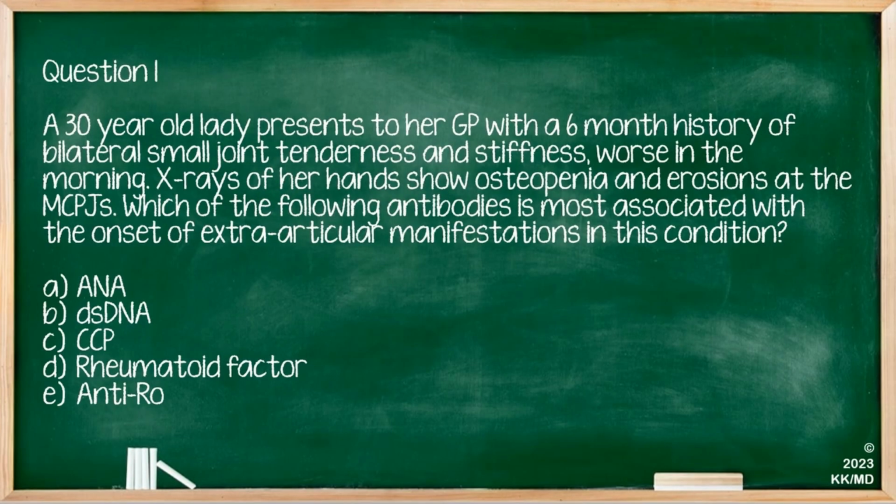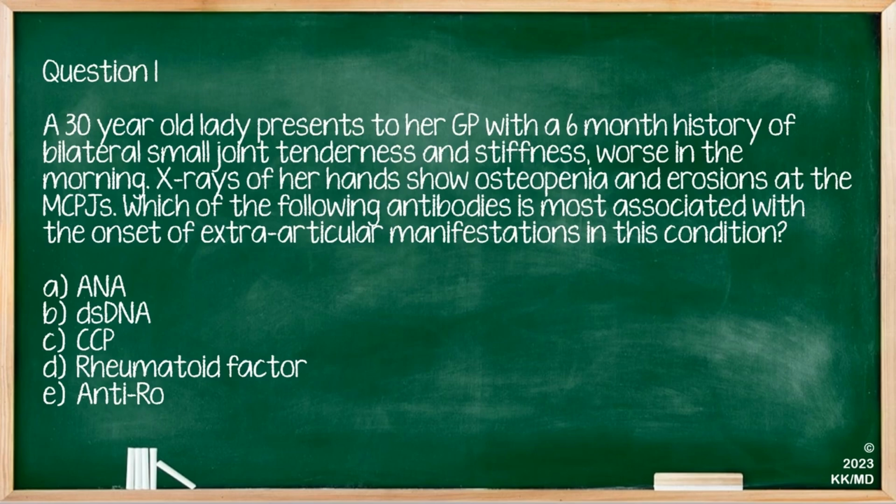Okay, question 1. A 30-year-old lady presents to her GP with a 6-month history of bilateral small joint tenderness and stiffness, worse in the mornings. X-ray of her hands shows osteopenia and erosions at the MCP joints. Which of the following antibodies is most associated with the onset of extra-articular manifestations in this condition? A. ANA, B. dsDNA, C. CCP, D. rheumatoid factor, E. anti-Ro. So if you want to, pause the video now and try to answer it yourself.